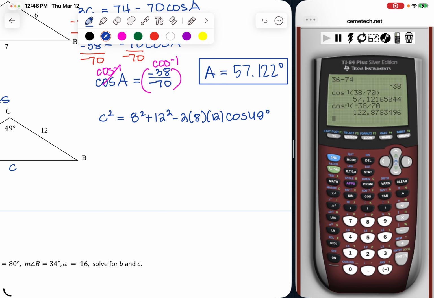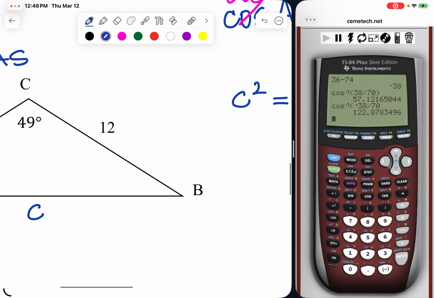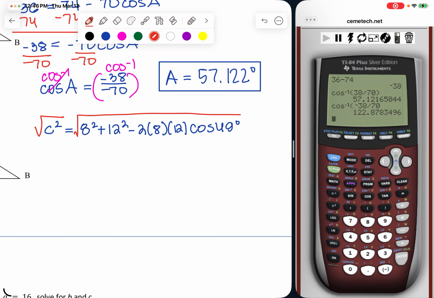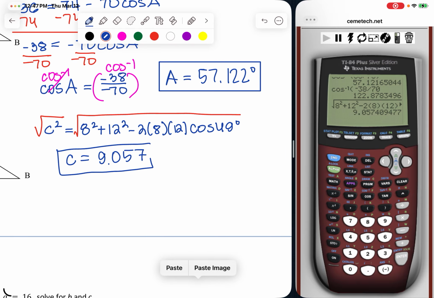This equation is so much easier to solve, right? If you look where C is, it's on this side of the equation, it's almost by itself. The only thing I have to do is square root to get it by itself. You don't have to do square root plus or minus because the side length has to be positive. So we're typing in our calculator, square root of 8 squared plus 12 squared minus 2 times 8 times 12 times the cosine of 49 degrees. Enter. 9.057. That's the length of side C.